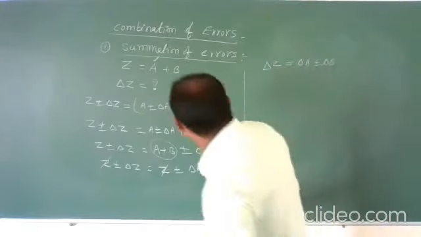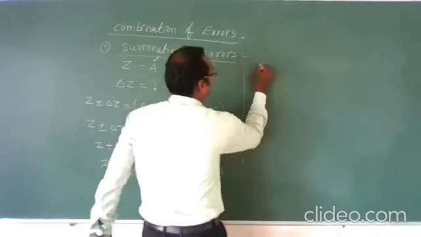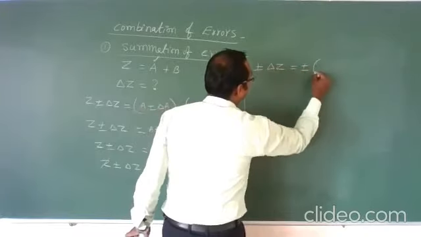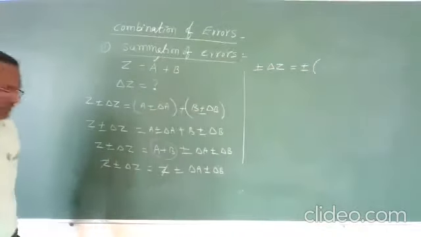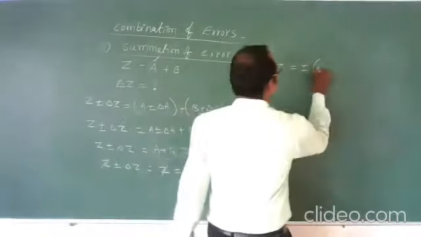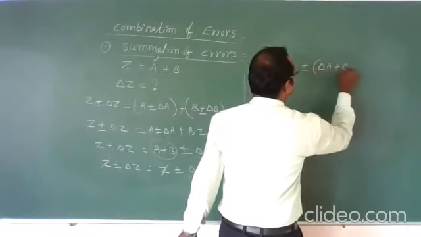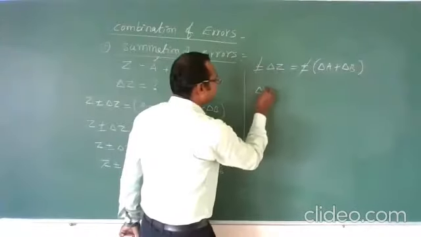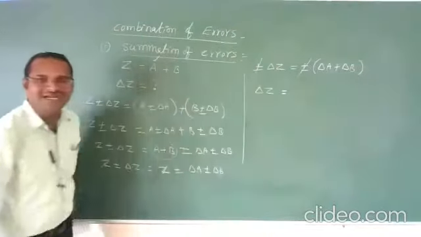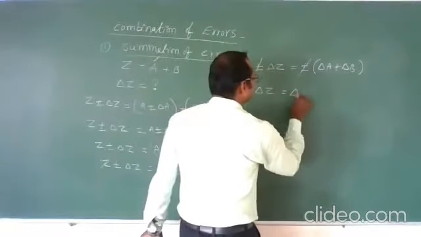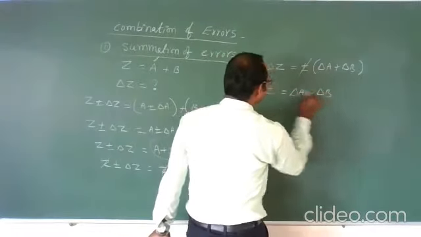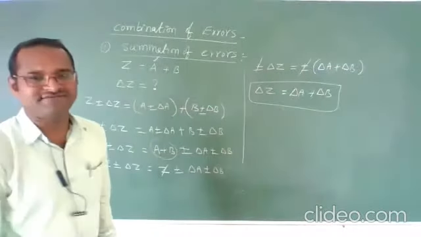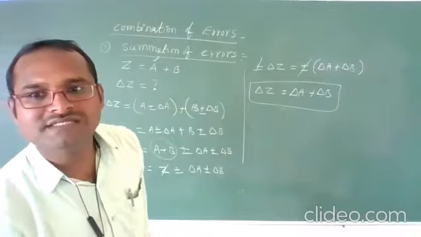If you take the plus or minus common, plus or minus delta Z is equal to plus or minus, taking common from this, what do you get? Delta A plus delta B. Means delta Z is delta A plus delta B. Yes, this is the answer. Just by remembering this formula, you can give the answers orally.